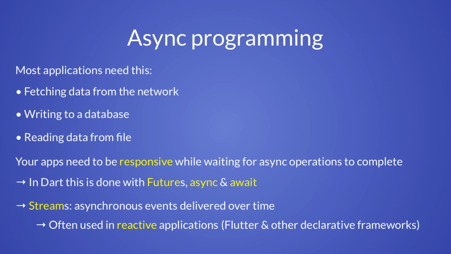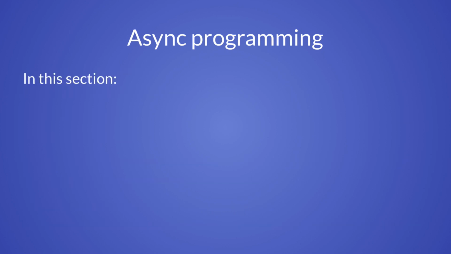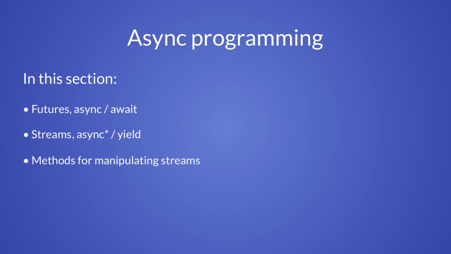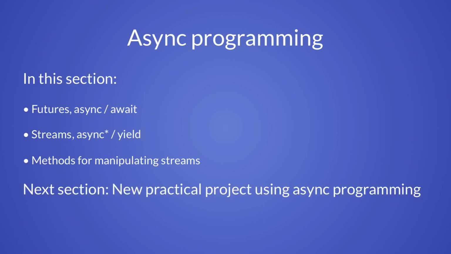This is the case with Flutter, as well as many other modern declarative frameworks. So we will start this section by learning about futures and the await async keywords. Then we will talk about streams and how to use them, including how to create stream generators using the async star and yield keywords. We will learn about some of the methods that we can use to process and manipulate streams. We will cover all these topics with simple examples for now, and in the next section we'll put some of these concepts in practice and see how to use asynchronous programming with a new practical project.